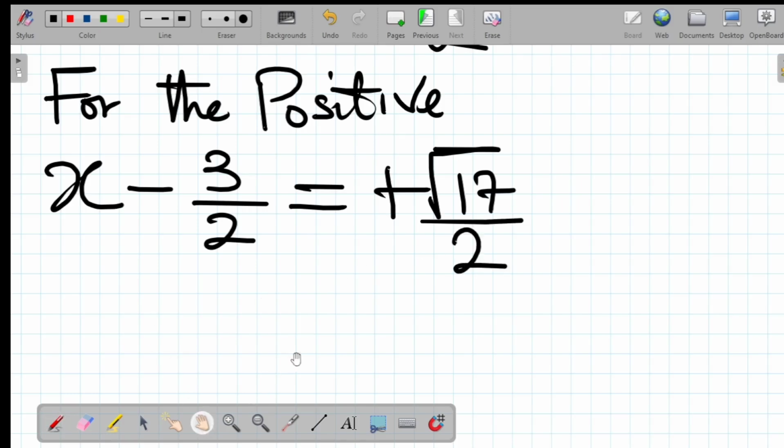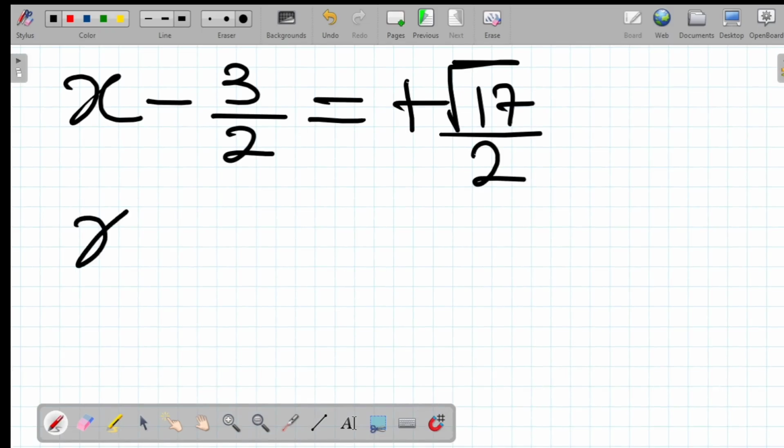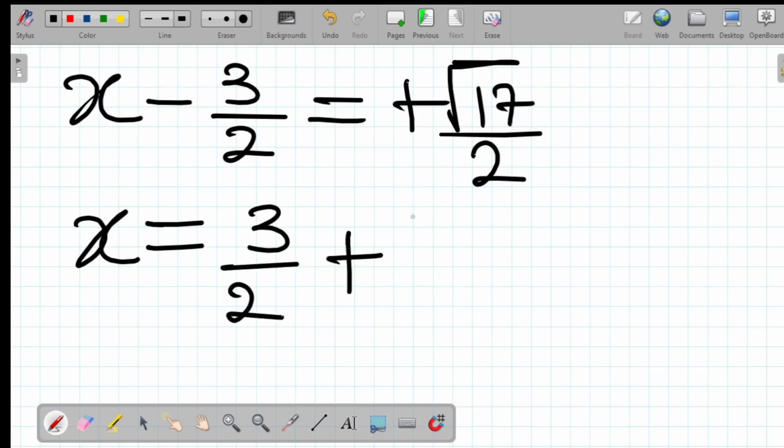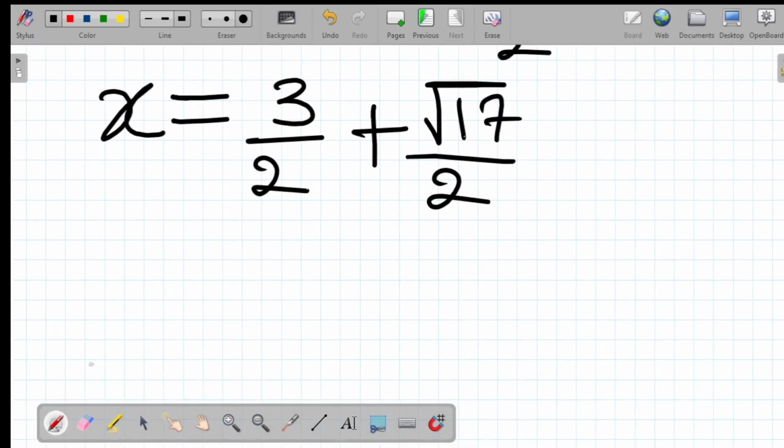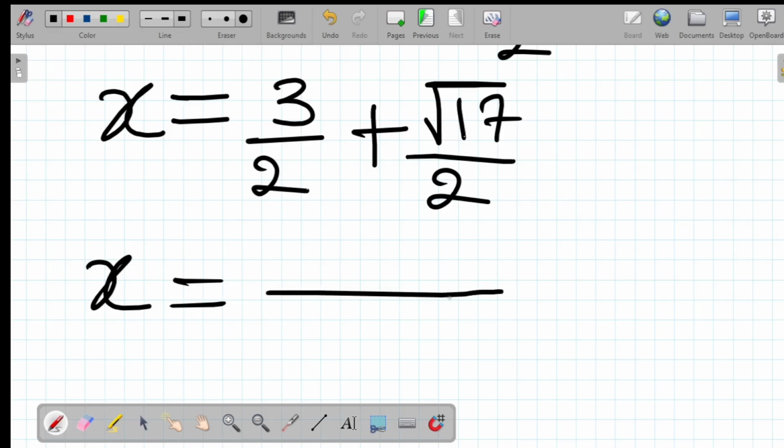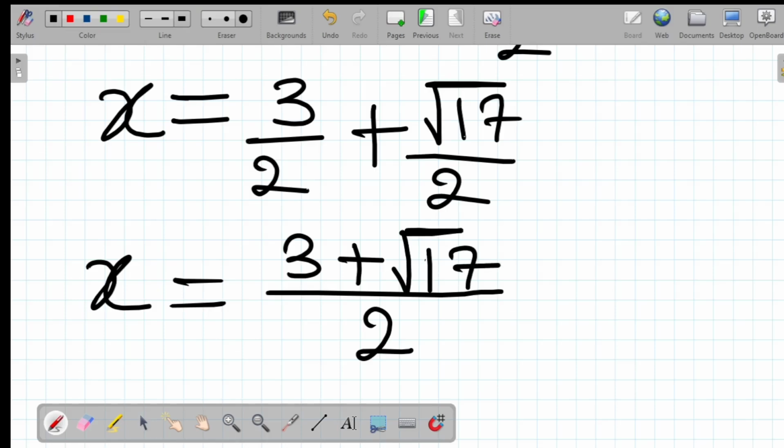Now let's make x the subject of the formula. x is equal to, you move negative 3 all over 2 to the right hand side, it becomes positive 3 all over 2, and then plus square root of 17 all over 2. So x is equal to, if you take the LCM of this, you would have 3 plus square root of 17 all over 2. So this is the answer for the positive.